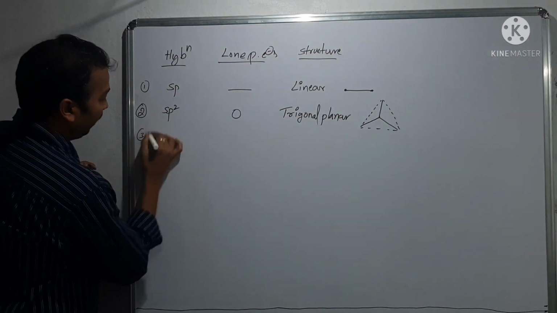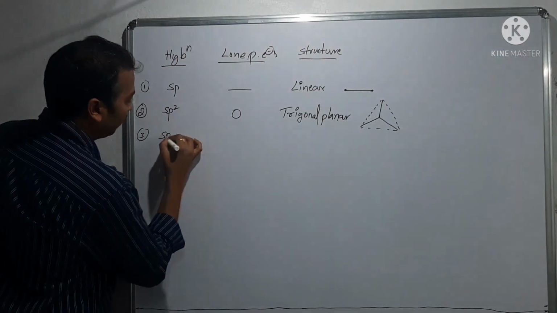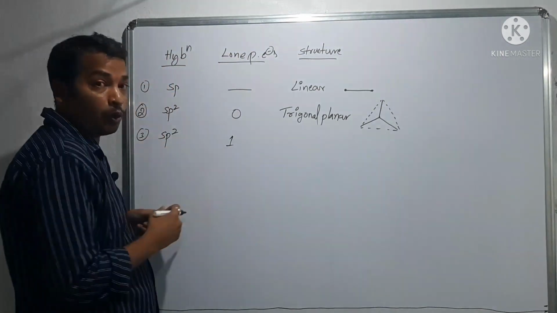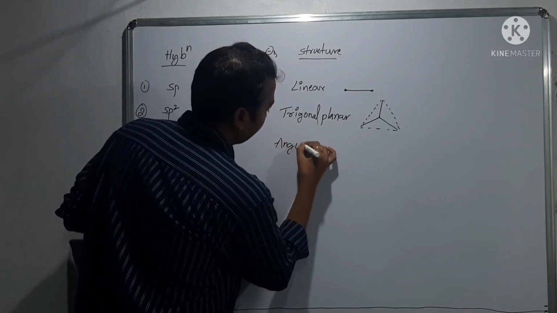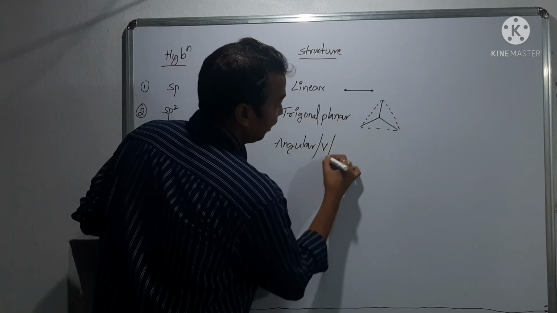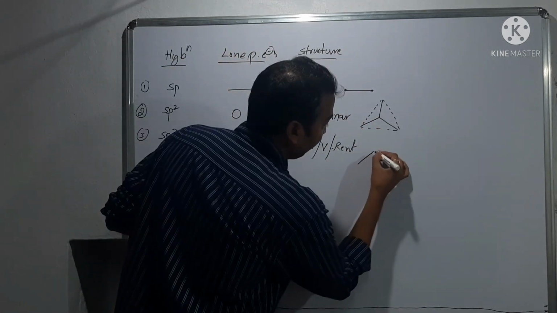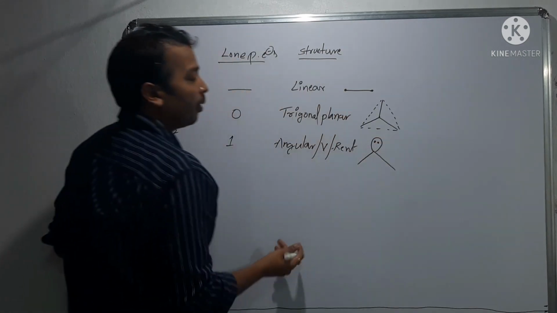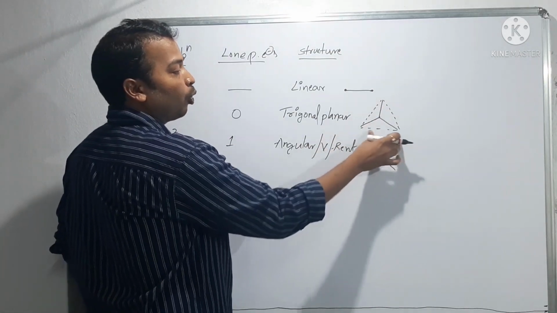And if we have one lone pair in sp2 hybridization, what will be the structure? If we have one lone pair in sp2 hybridization, we have the structure that is angular, or we can also take this one as a V shape or bent shape. We will get an angular shape or V shape. So instead of writing a bond here, we are taking the lone pair of electrons.